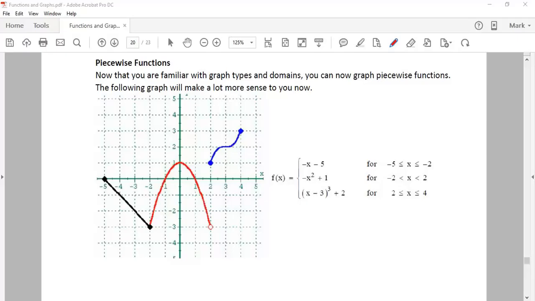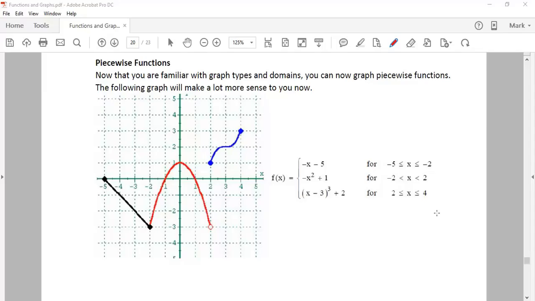Alright guys, so the final video for this topic. So the first thing we look at is piecewise functions. So we had a quick look at them before, but now that you know the shapes of the graphs, it'll make much more sense to you. So as you can see, piecewise functions is just made up of different graphs in different domains.